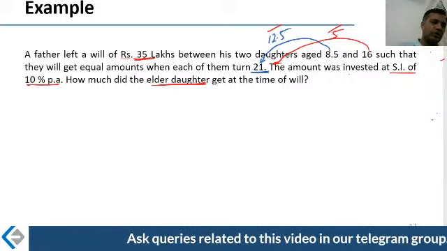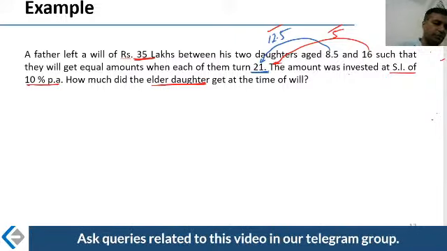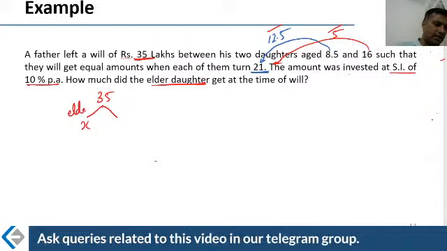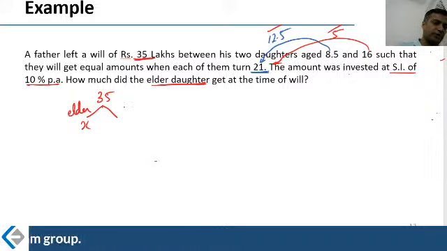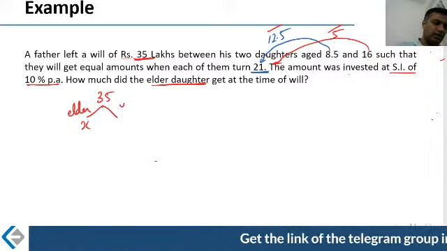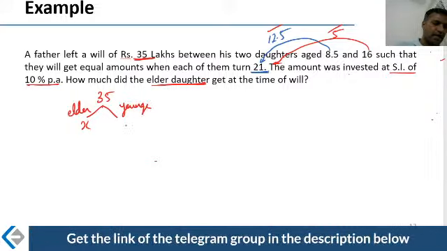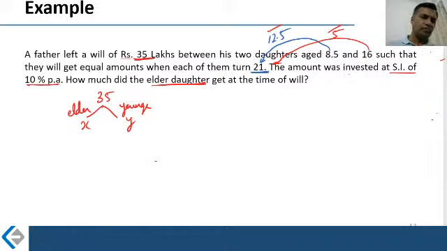Simple. Now this 35, let's say that out of this 35, the older daughter gets X. This is the elder. Therefore, the younger daughter gets Y. You can also write it as 35 minus X. There is no problem. Can I write 35 minus X? Absolutely, you can write it. That is also fine.